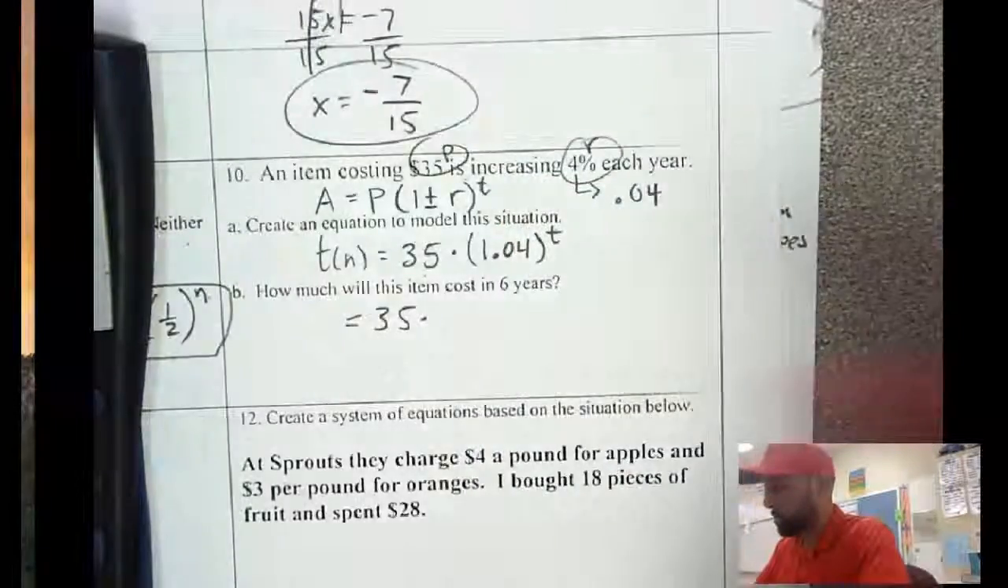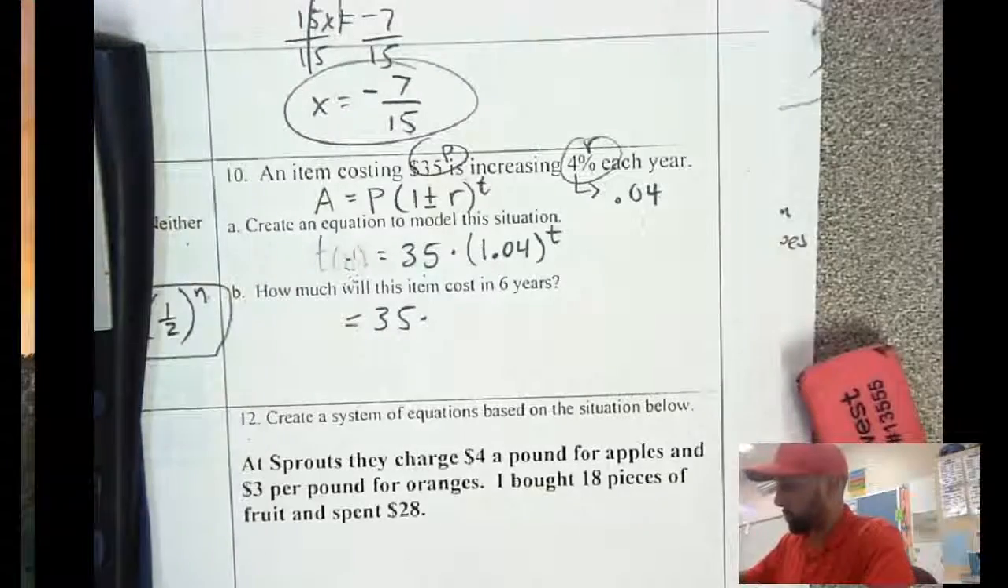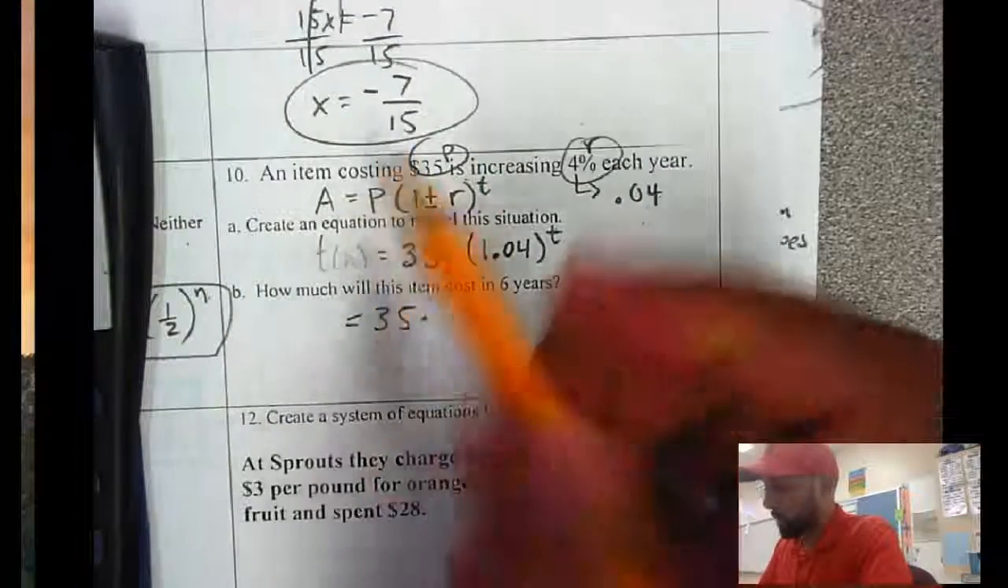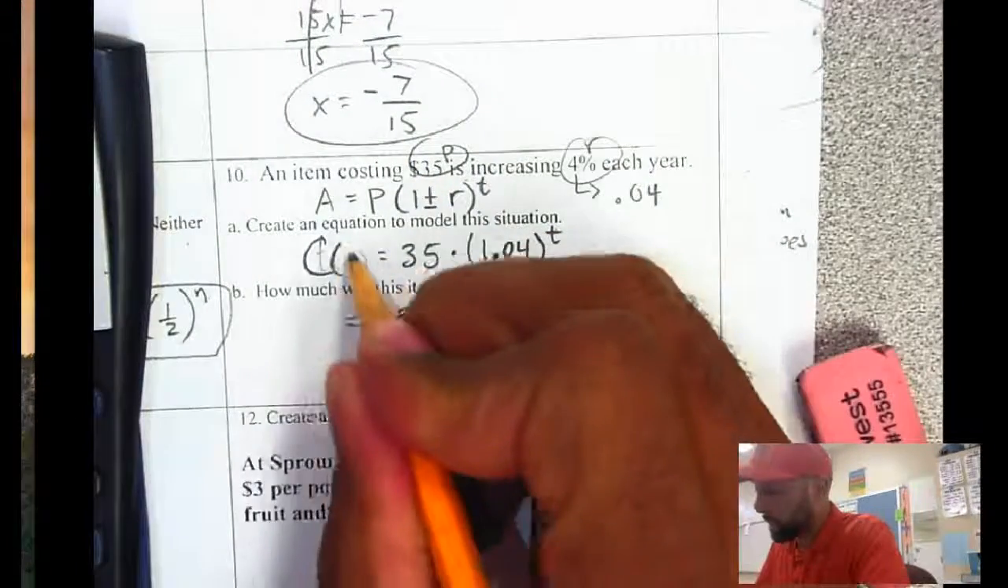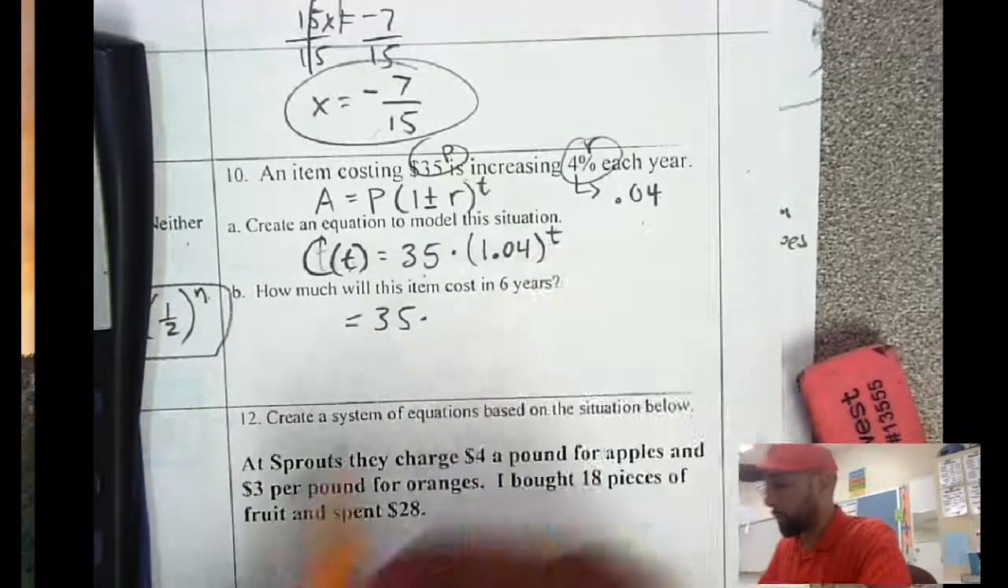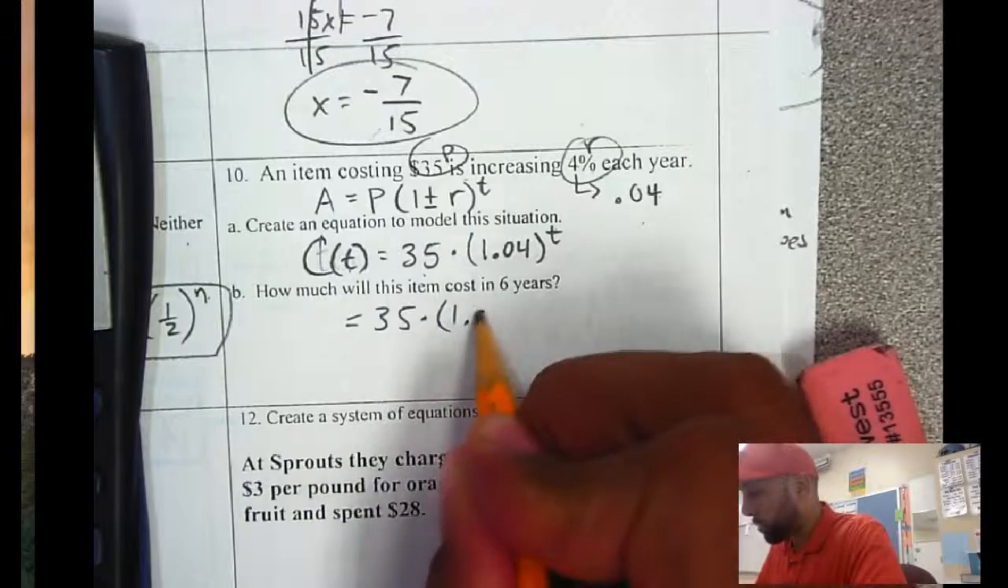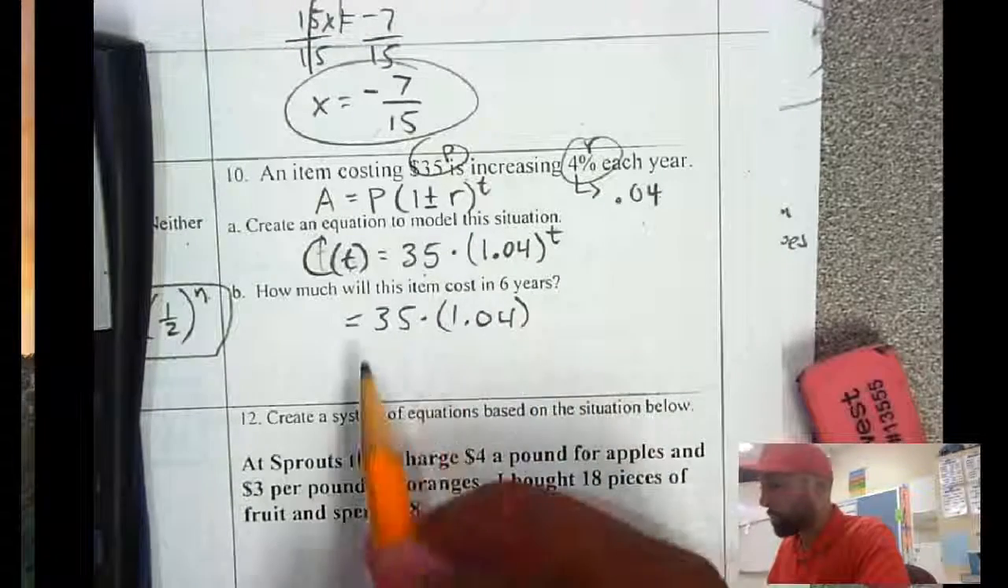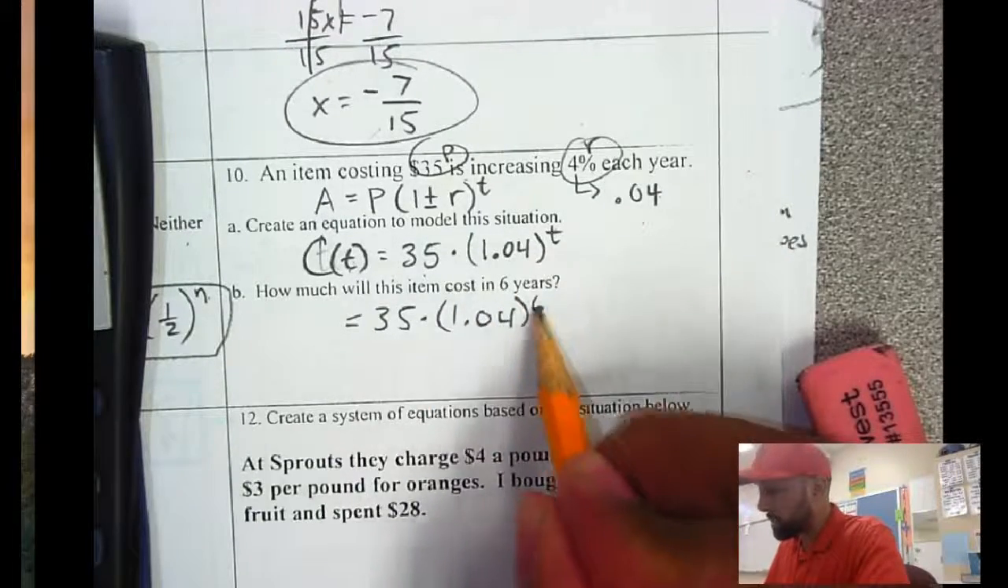So let's do this a little different. Instead of t sub n, we're talking about cost, so we'll just do a big C. C of t, like that, because that has to be the same as that. Alright, so now 1.04 raised to the amount of years, the t, the time.